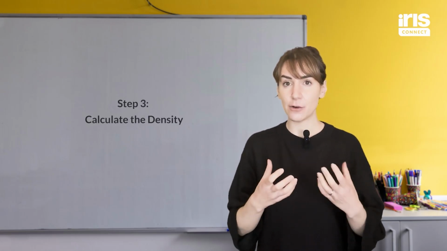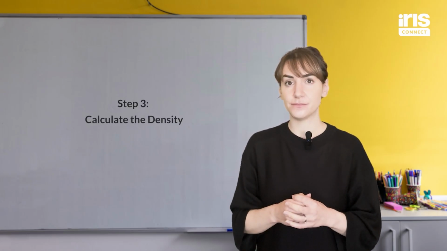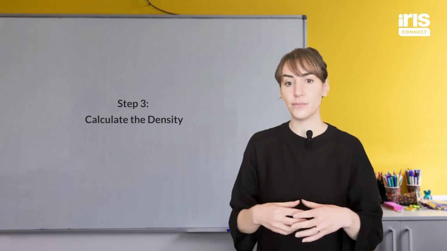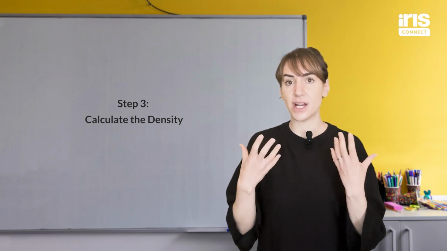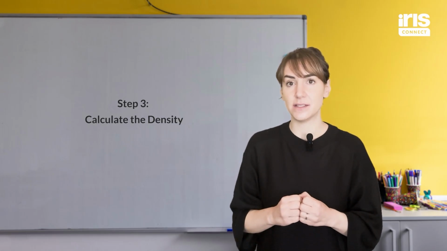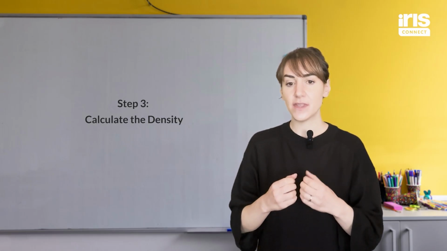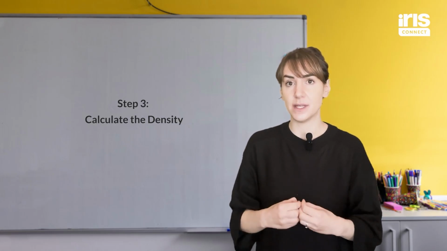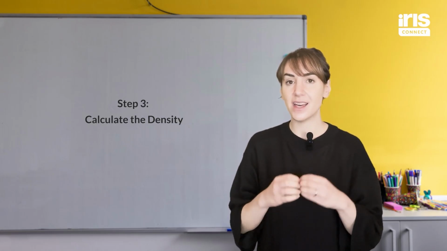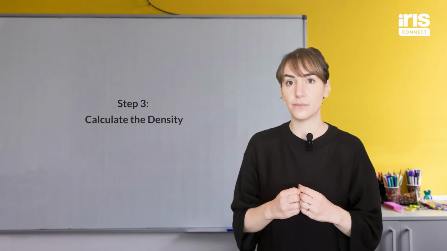Step 3 is to calculate the density. We're going to perform the division 50 grams divided by 10 cubic centimetres. This leaves us with 5 grams per cubic centimetre. And that is our final answer.